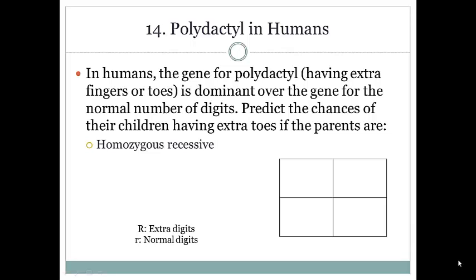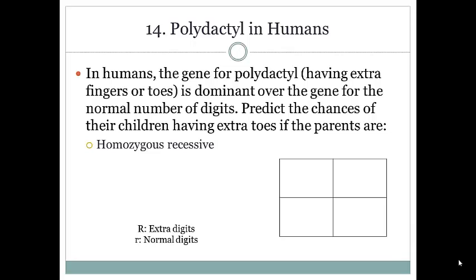The next question is about polydactyly, which is a gene that causes extra fingers and toes. This particular gene is dominant over the gene for the normal number of digits. So just because a gene is dominant or recessive, that has nothing to do with how common it is in the population. Just because polydactyly is dominant doesn't mean we would expect lots of people to have extra fingers and toes. Most people are born with a normal number of digits, which is actually recessive.